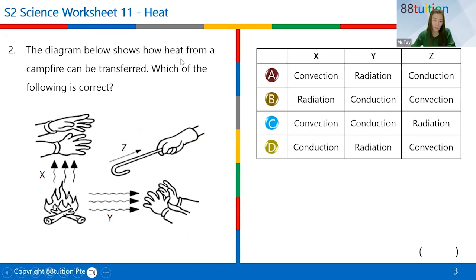Now, this diagram shows how heat from a campfire can be transferred. So which of the following is correct? You look at X. What is this? Look at Z. How does the heat actually move from this part to the other end?